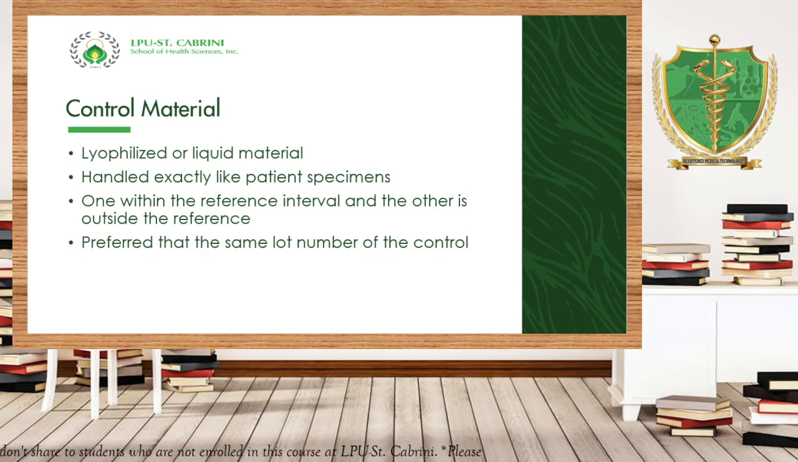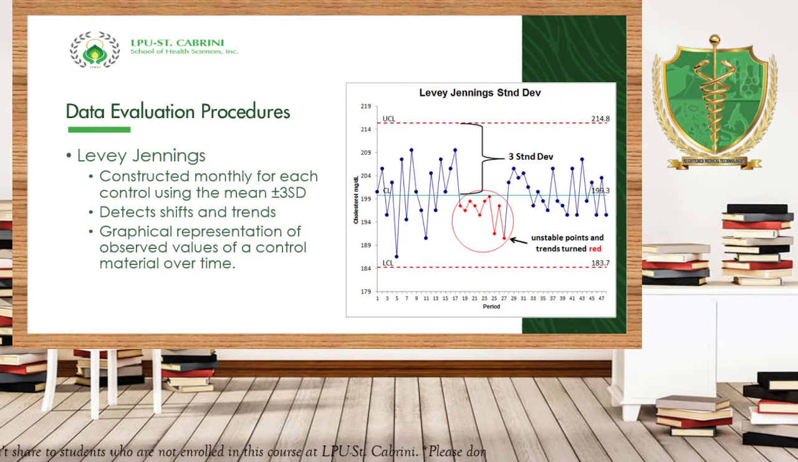In order for us to take note if our machine is sensitive enough, specific enough in detecting or analyzing the test results, the analyte that we are going to test. Okay? And control material is preferably the same lot number of the control. Okay? So, like we have said, our internal quality control is measured using the Levey-Jennings chart and the Westgard rules, or Westgard multi-rules. And the Levey-Jennings chart is constructed monthly for each control using the mean, positive, negative 3SD.